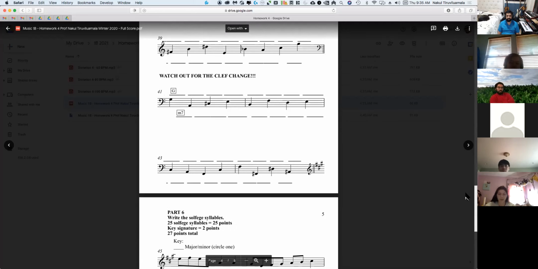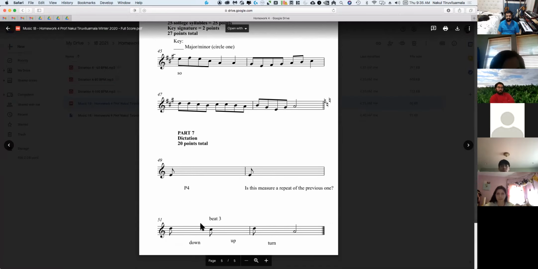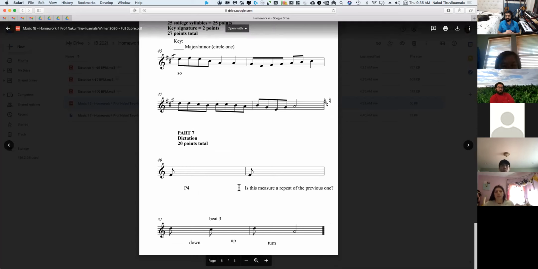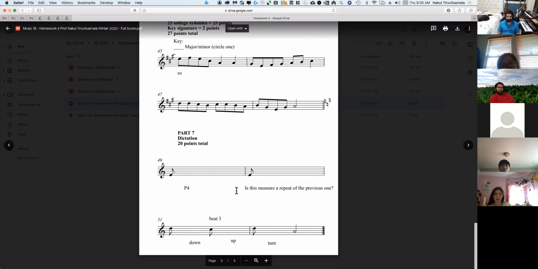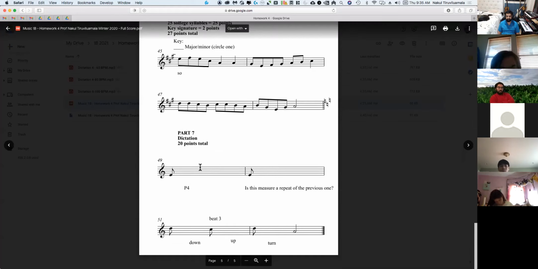The other thing I brought up is that on the dictation, I tried to give you some hints for the questions. For instance, the first interval is a perfect fourth. So I kind of gave that to you, and you have to calculate that. I also ask a question like, is this measure a repeat of the previous measure? That might give you a hint as to the content.